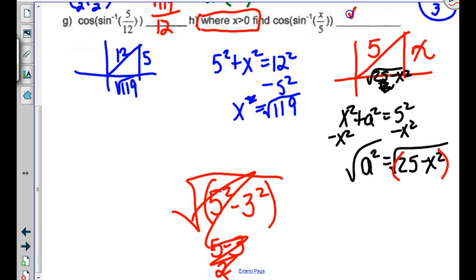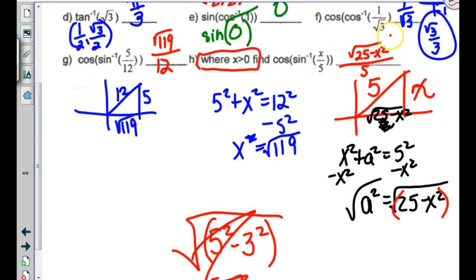Cosine. Adjacent over hypotenuse. Can you read that? I squished it in there. All right.